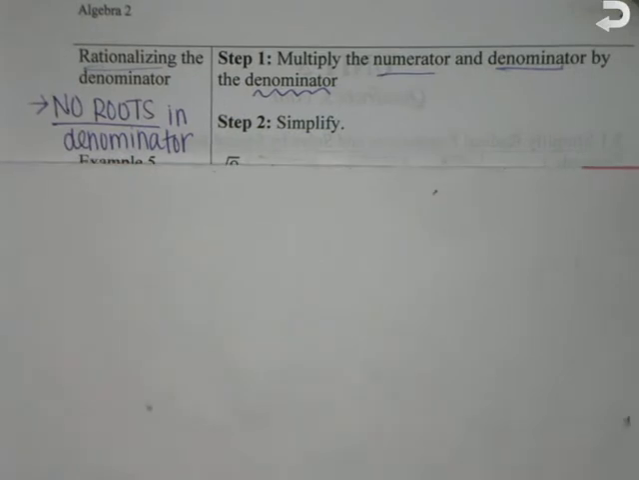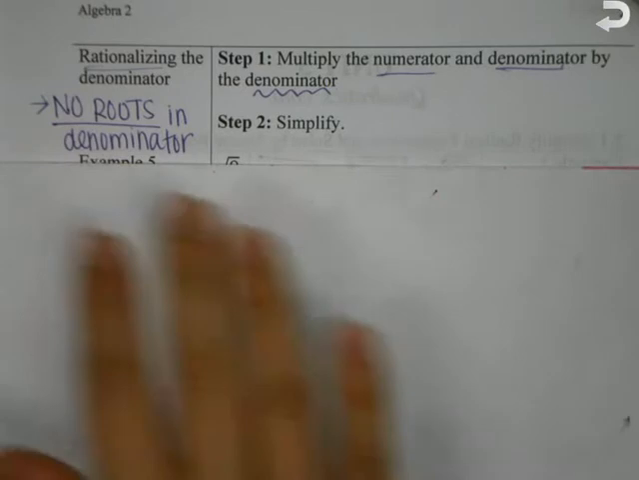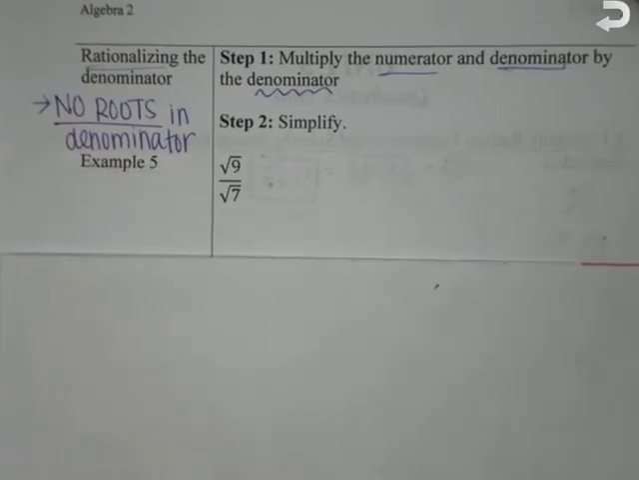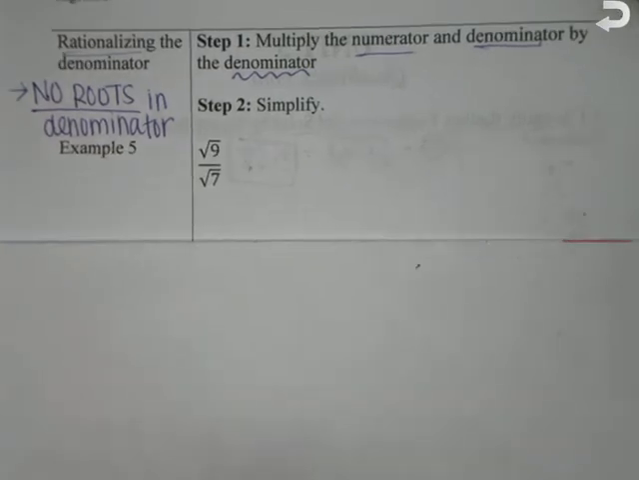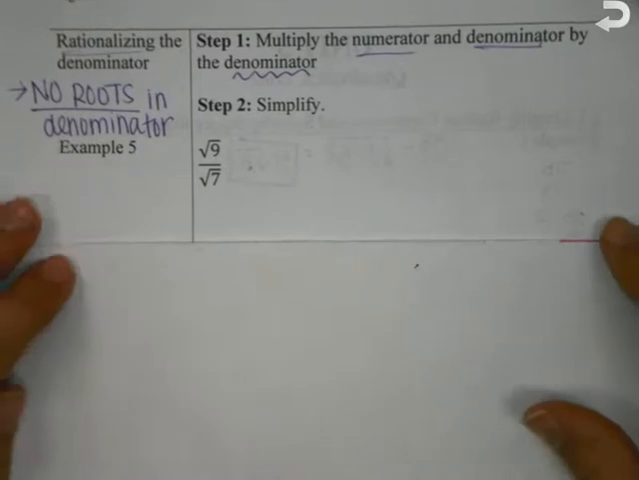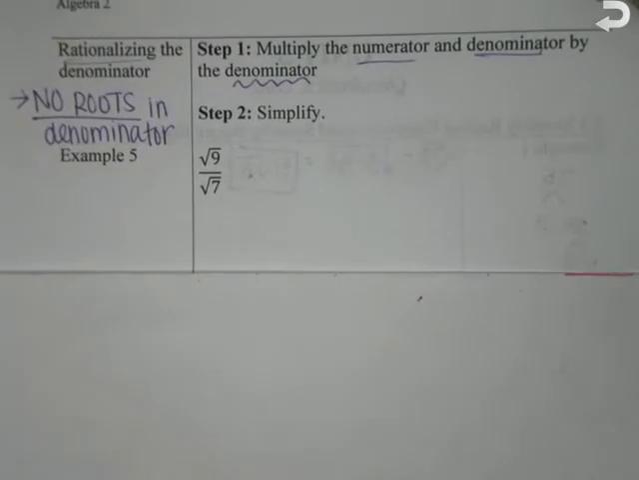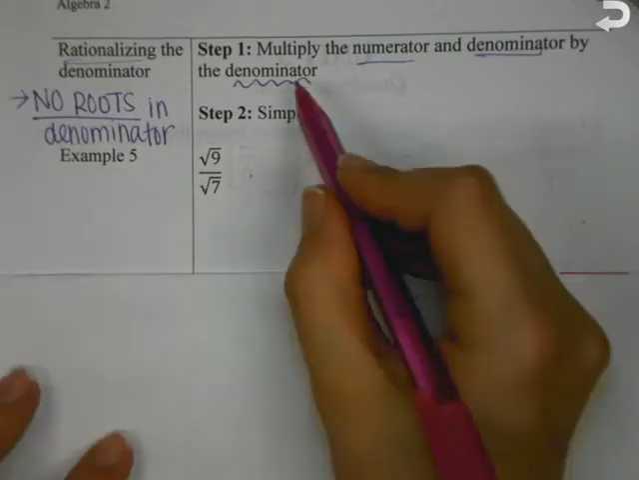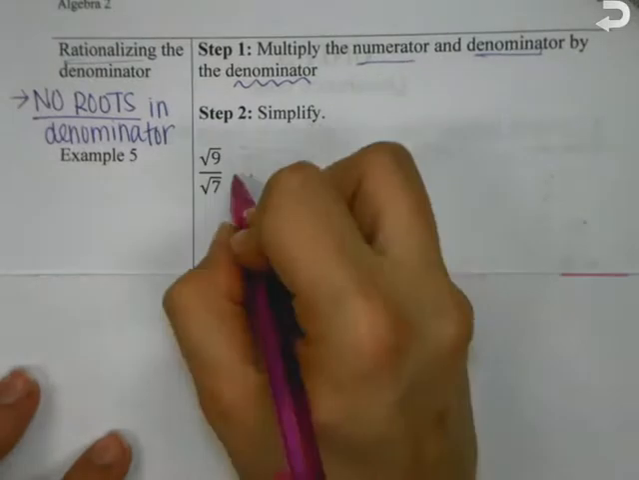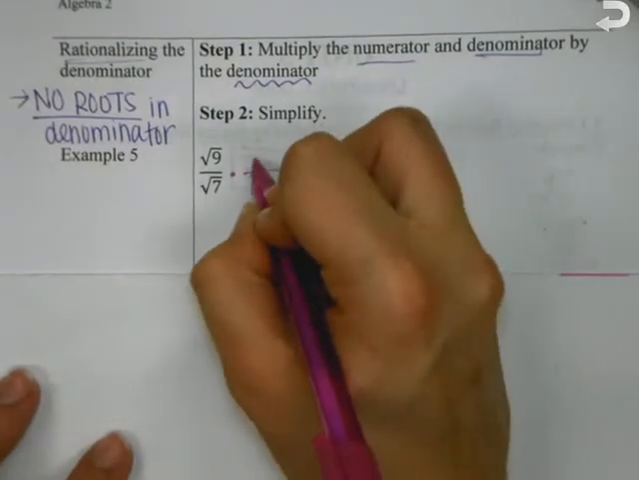Okay, so let's look at an example of that. Example 5. Root 9 over root 7. So this is what a problem will look like. Sometimes you might be doing a problem and you get an answer that looks like this. Never, ever, ever is a root allowed in the denominator, so we have to get rid of it. So step 1 tells us we multiply top and bottom by the denominator. So that means I'm going to multiply by root 7 on top and on bottom.